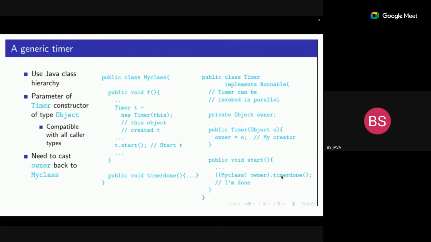But here, the timerDone method is not present in our Object class, so we cannot call it directly using owner. Rather, we have to typecast back to MyClass to have access to the timerDone method. So again, this is not solving the problem. We cannot have this as a generic Timer.